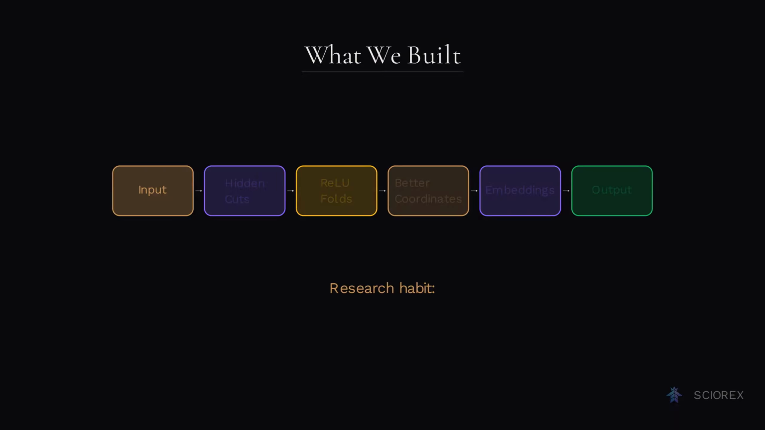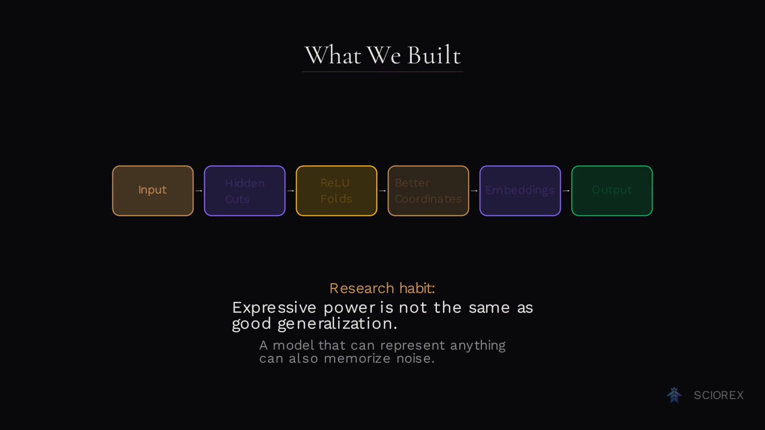One important research habit: do not confuse expressive power with guaranteed good generalization. A network that can represent any function can also memorize noise. Capacity is necessary, but not sufficient. Evaluation on unseen data, which we'll cover properly in episode 5, is what actually tells you whether the learned representations are useful.